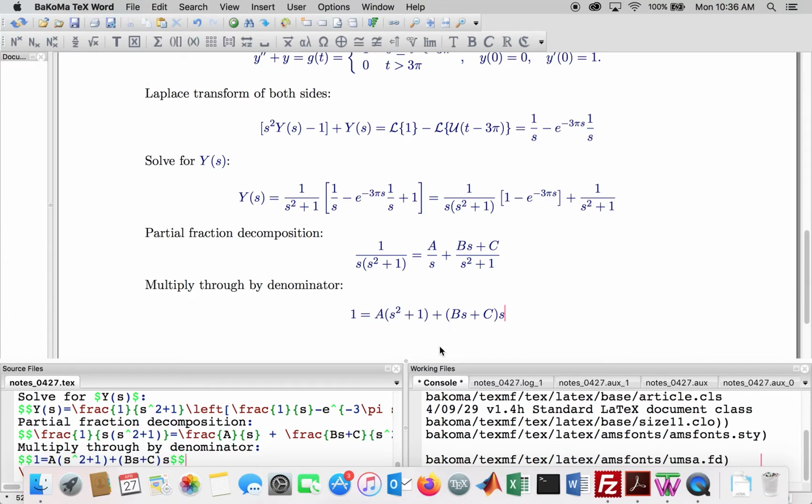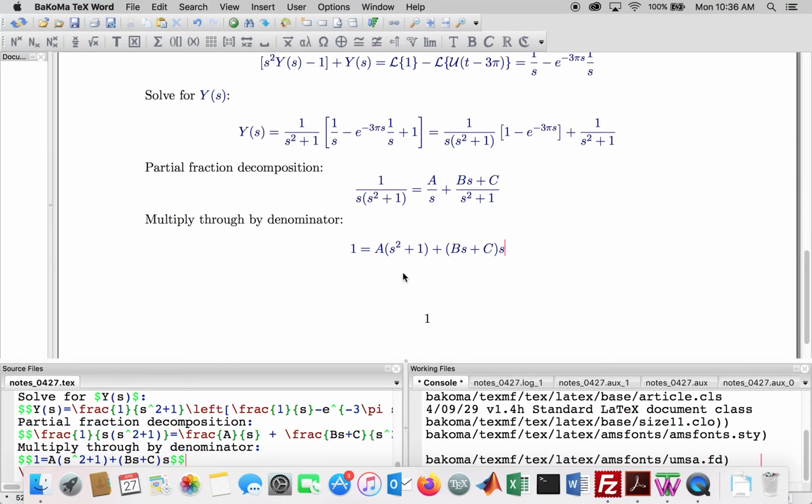Okay. Now, normally what you do is you find values of s to substitute in here to get the values of your constants, your A, B, and C. And you can certainly do that in this case. The trouble is it's harder to find convenient values of s that'll work. Certainly s equals 0 would help, because it would wipe out this whole term.